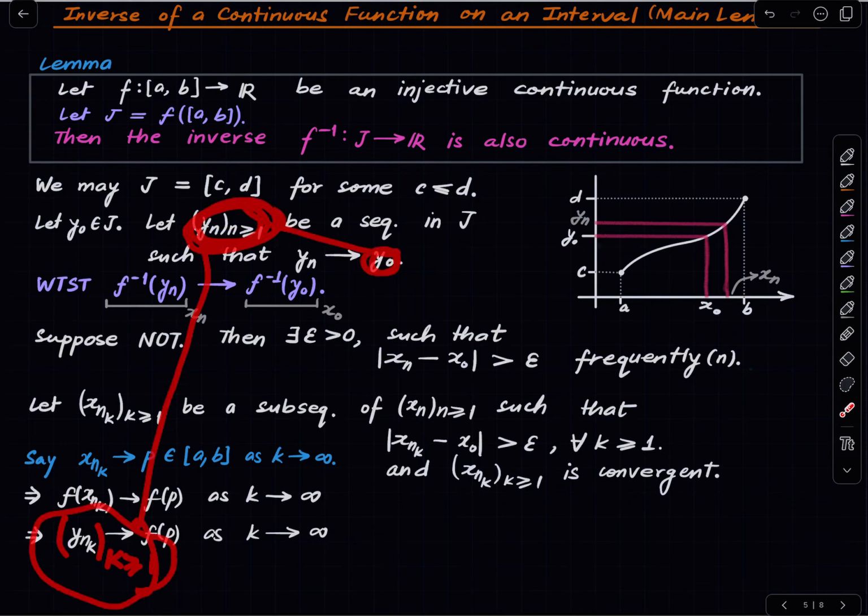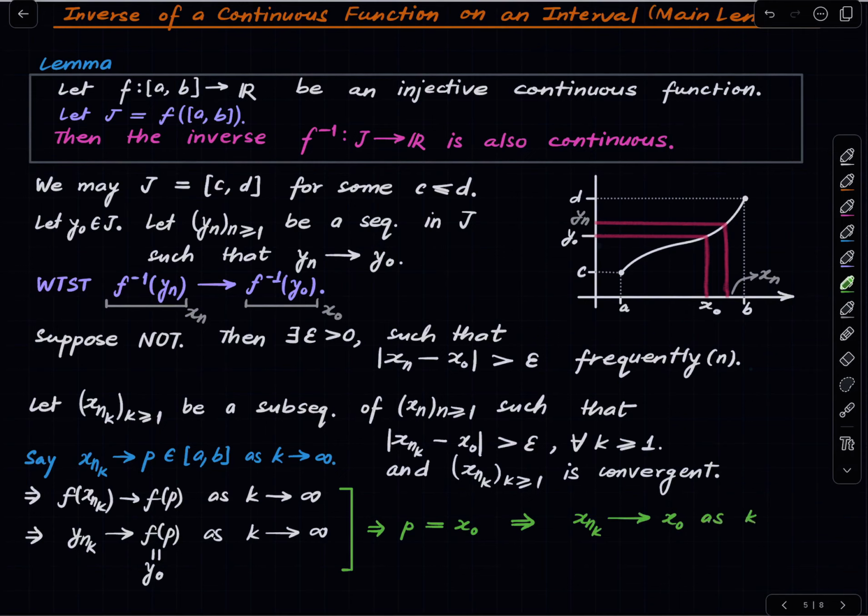So the deduction is that x_{n_k} converges to x naught as k approaches infinity, because p is the limit point of the sequence x_{n_k}. But that contradicts this statement. This is converging to x naught, but at the same time, it is also away from x naught by a positive epsilon. So this is a contradiction.